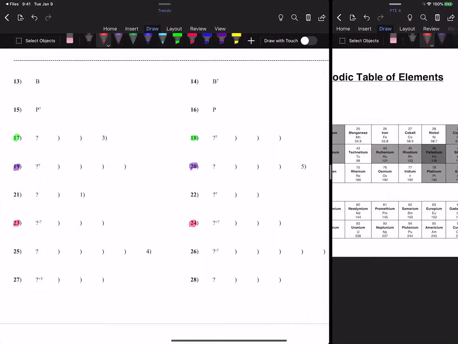So now what I know is that this question mark is aluminum, and this question mark is aluminum. But I need to finish the neutral parent. So this is a 2, and this is an 8. So now 17 is done, I need to work on 18.